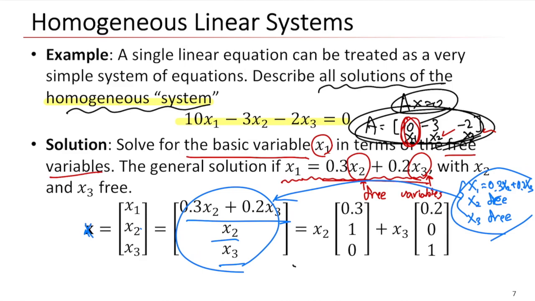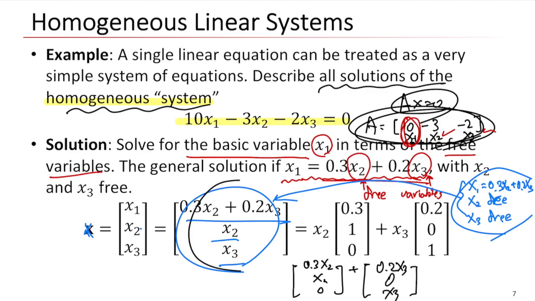Okay. Let's write like this again. x2, 0, plus... we can decompose this one into this one, right? With some basic property of vectors, right? Then how can you do that? We can represent this one with x2 times this vector, and x3 times this vector, right?